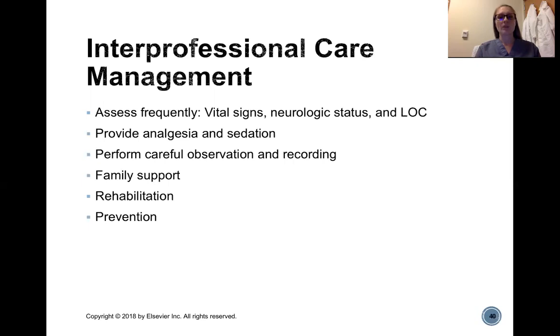We're going to want to initiate rehabilitation as soon as possible. This is going to be important to help the child achieve their optimal outcome for rehabilitation. So we want, again, to make sure that we get that initiated as soon as the child is medically stable.